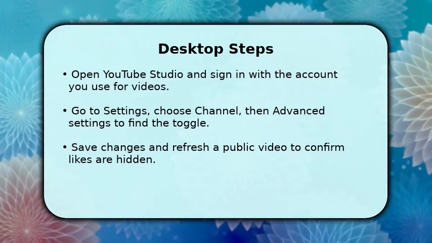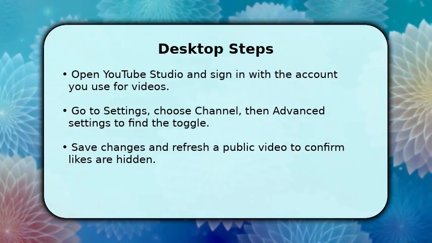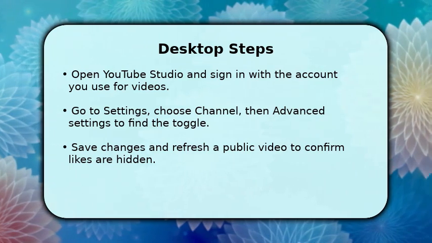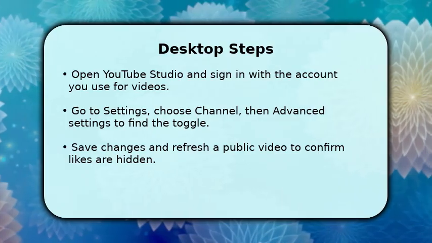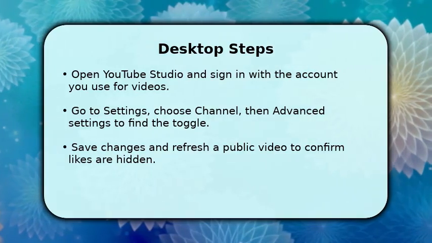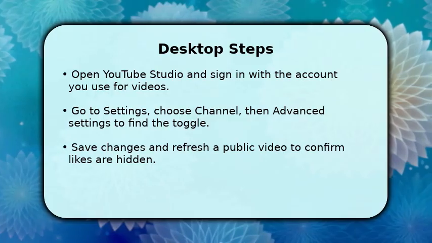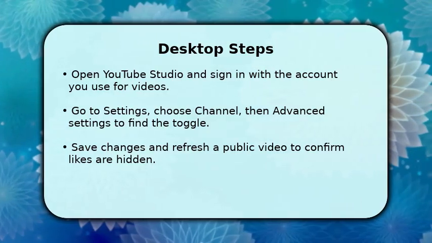Use YouTube Studio on desktop to hide likes easily. Click your profile, select YouTube Studio, open Settings, and choose Channel, then Advanced Settings, then toggle Hide Public Like Counts. Save changes and refresh to confirm the like count is hidden from viewers.